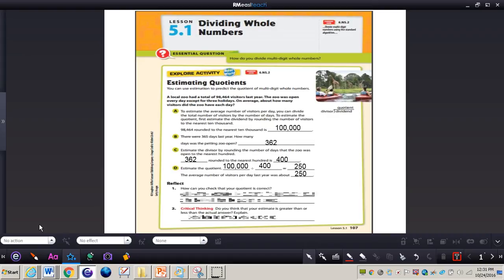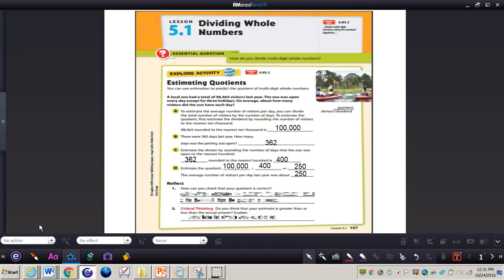So we're going to take a look at the exploring activity. I want you to look at this with me on page 107. It says you can use estimation to predict the quotients of multi-digit whole numbers. So first of all, a local zoo had a total of 98,464 visitors last year. The zoo was open every day except for 3 holidays. On average, about how many visitors did the zoo have each day?